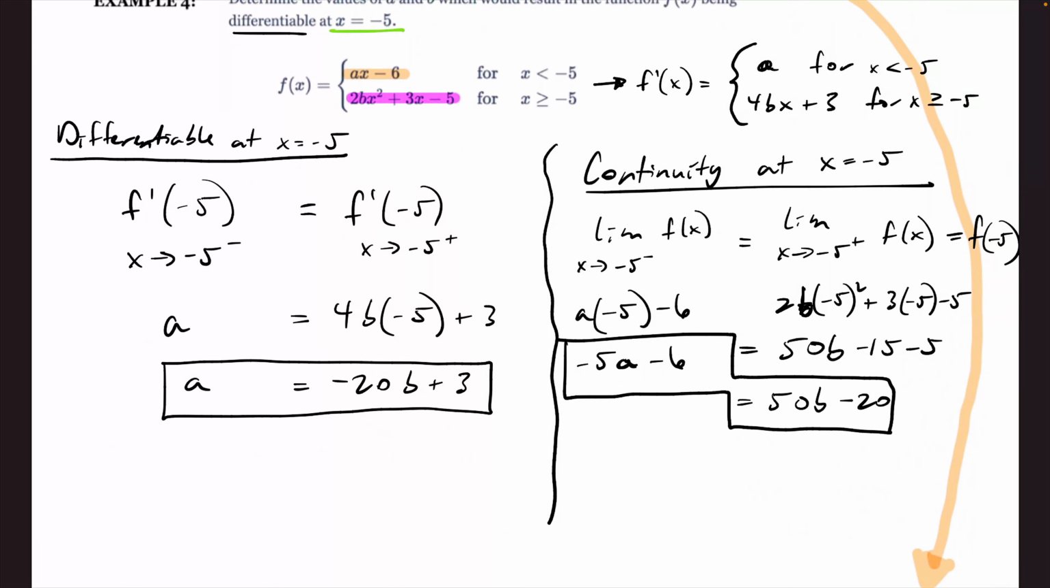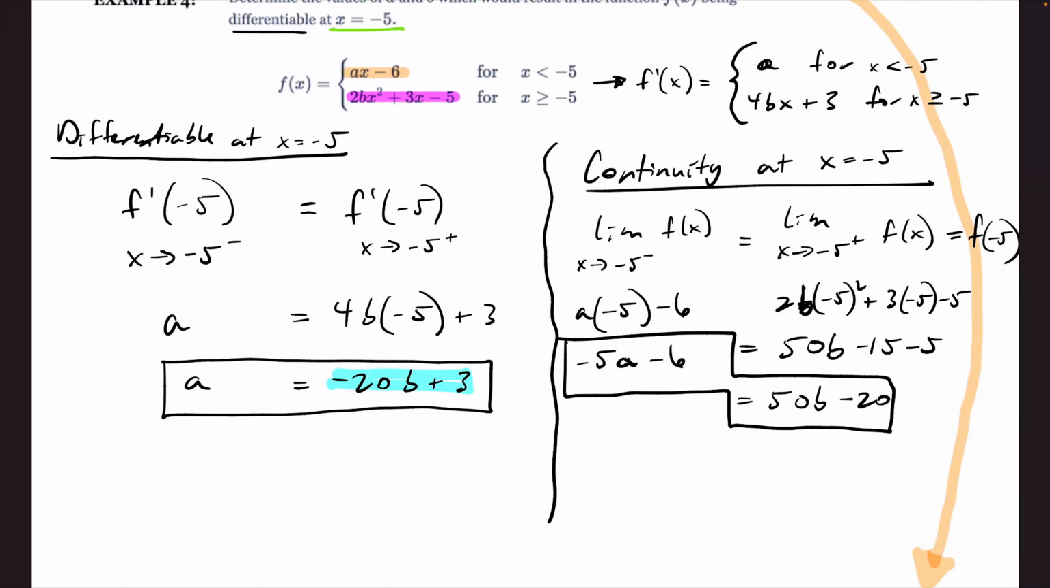So we know, according to this guy, that a is negative 20b plus 3. I also have an a over here. So I'm going to swap them. Substitution. Everywhere there's an a in the second equation, I'm going to swap in what it's equal to. What is it equal to? Negative 20b plus 3.